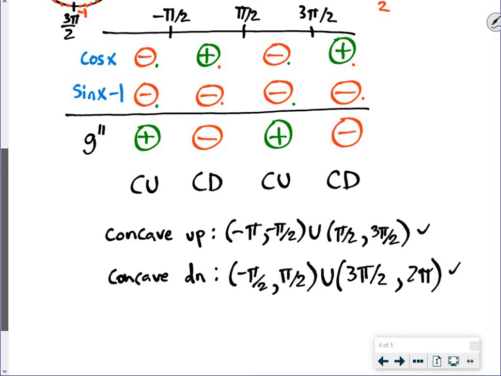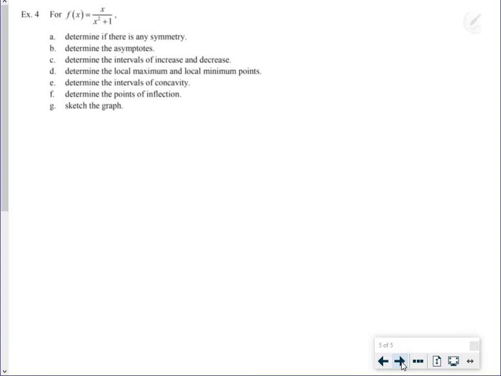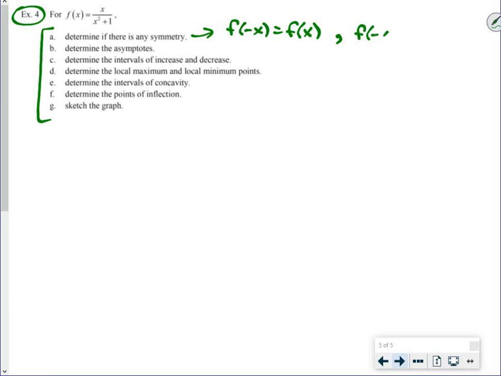All right. Now it is your turn to have some fun with this. For this, I would like you to do these. Determine if there's any symmetry. So remember, if it's like that, then it's even. And if it's like that, then it's odd. If it's neither this or this, then it's neither odd nor even.